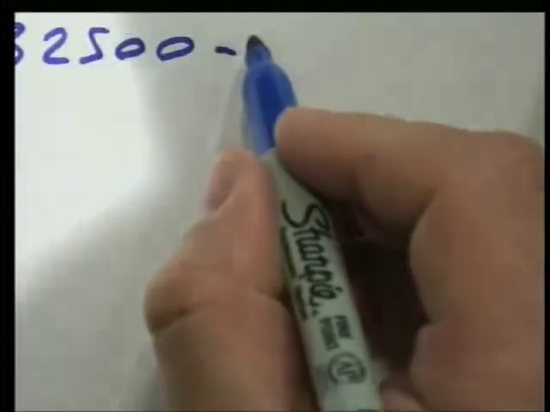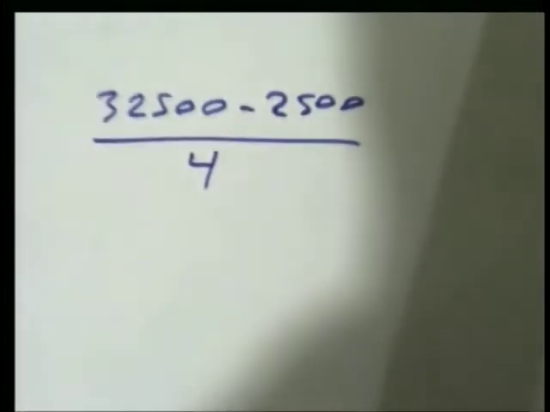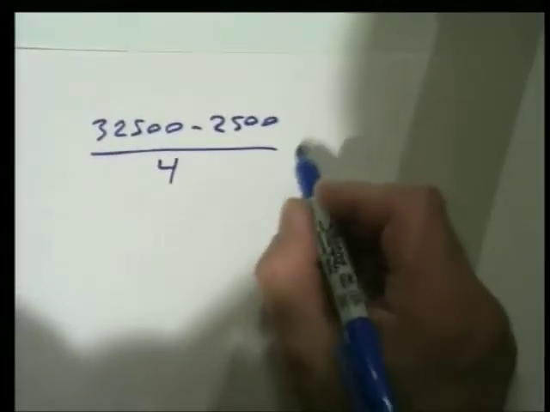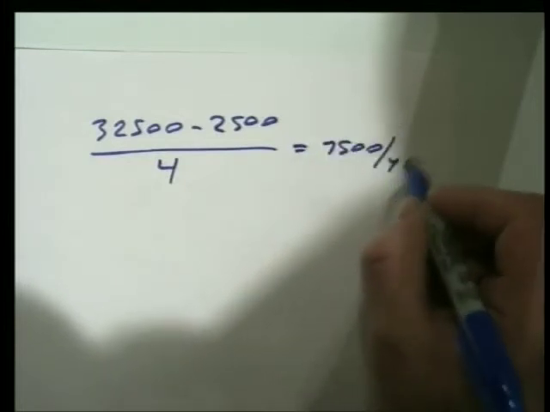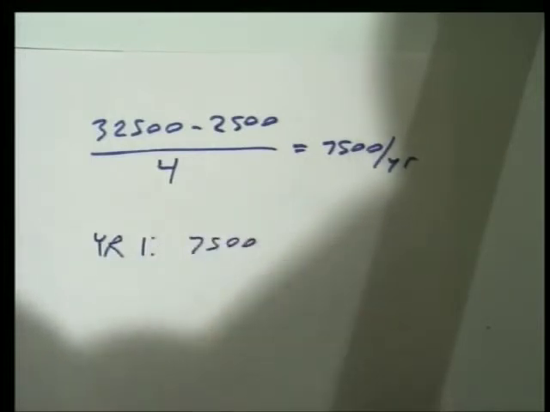First of all, we have to figure out how much they depreciated that first year. What they originally did the first year was take the cost of $32,500 minus the salvage value of $2,500, and take it over 4 years. So what does that equal? $7,500 a year? Now, we've only depreciated 1 year, haven't we? So we depreciated $7,500 in 1 year.